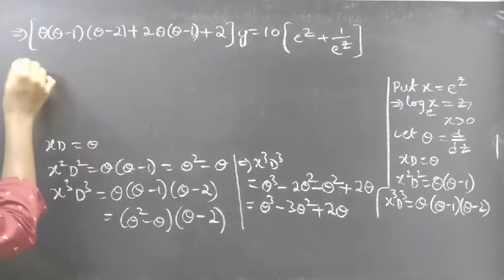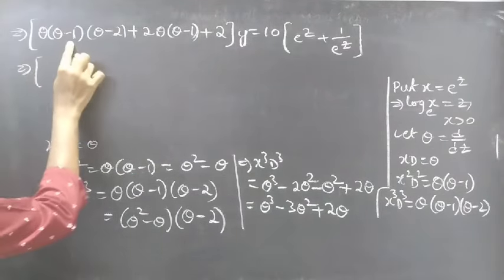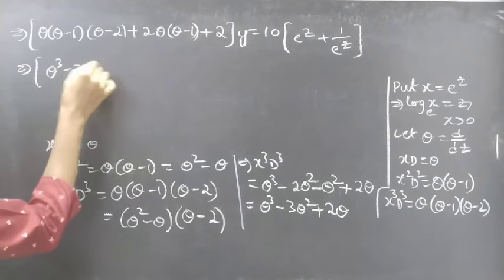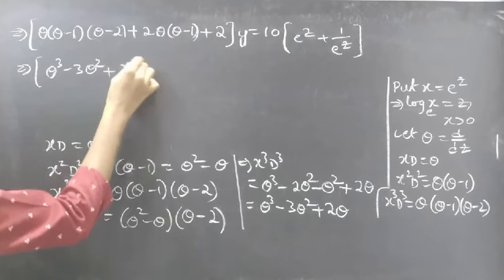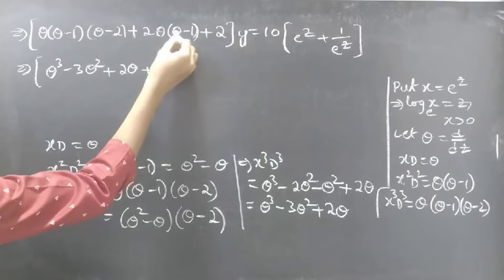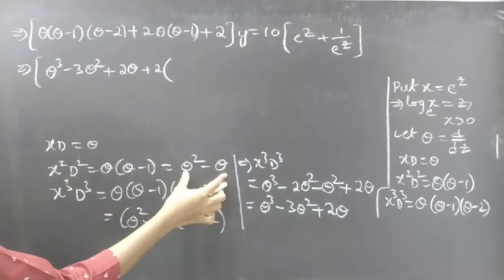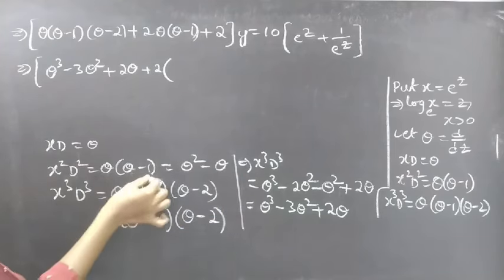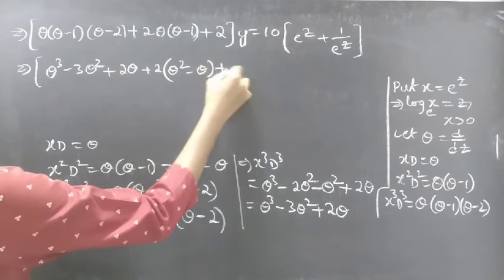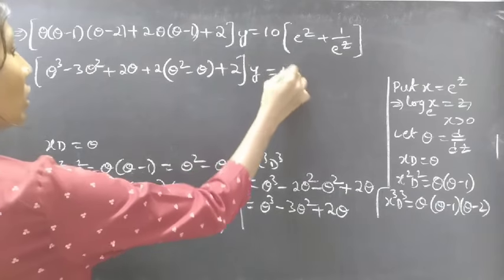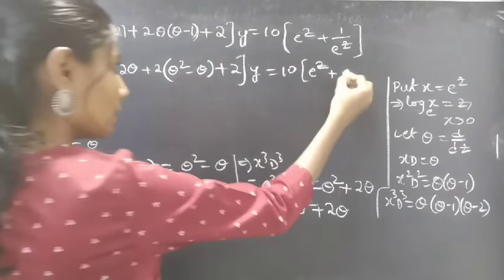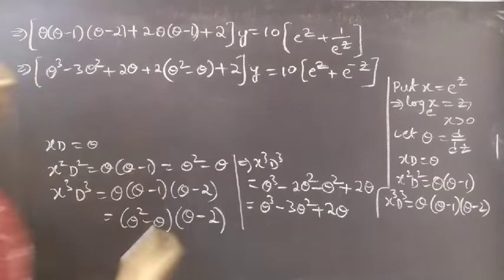Now we can replace theta into theta minus 1 into theta minus 2 by theta cube minus 3 theta square plus 2 theta, directly. Plus 2 into, replace theta of theta minus 1 by theta square minus theta, because theta into theta minus 1 is theta square minus theta. We'll get theta square minus theta plus 2, into y equal to 10 into e power z plus 1 by e power z, which can be written as e power minus z.